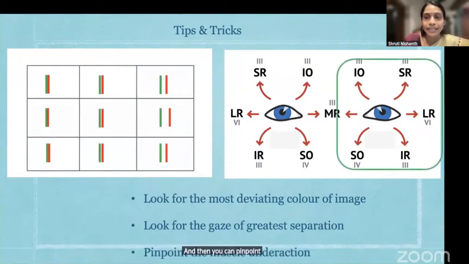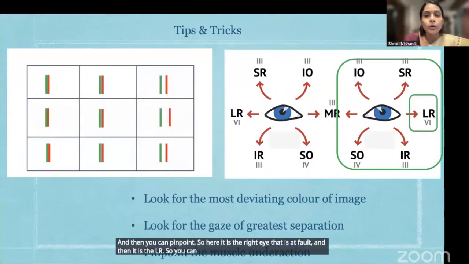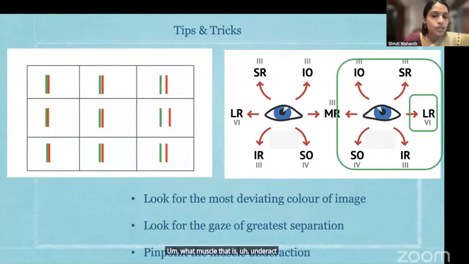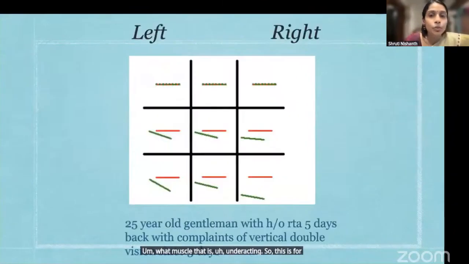So here it is the right eye that is at fault, and then it is the LR. So you can easily narrow down what is the muscle that is underacting. So this is for horizontal palsy. Can we move on to the second one?